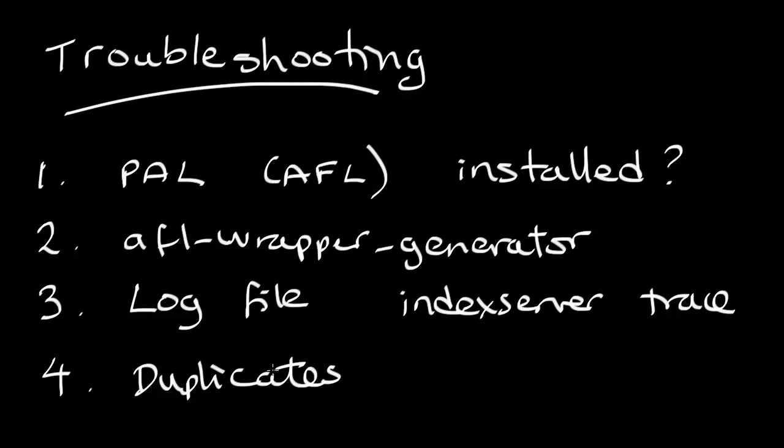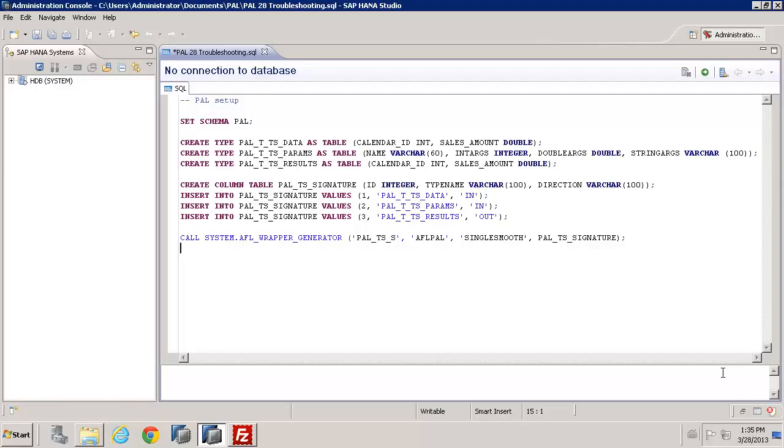So now let's go into HANA Studio and have a look. So here's an example of some code we might want to run as we work with the PAL. It's a single exponential smoothing example in time series. We've got our data in the PAL schema. We know, we've seen in many examples already, we need to create types, and we need to create a signature table, and then we need to call the wrapper generator.